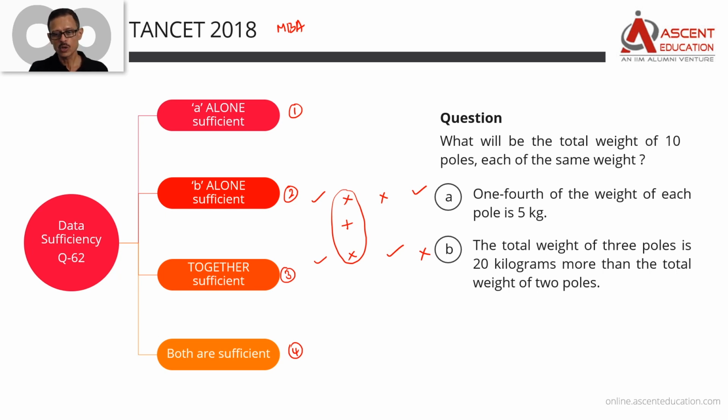Quickly read the question. What will be the total weight of 10 poles, each of the same weight? என்ன சொல்லியிருக்காங்க? 10 போலோட மொத்த வெயிட் என்னன்னு கேட்டுருக்காங்க. கொடுத்துருக்கிற டேட்டா வந்து எல்லா போலோட வெயிட்டுமே same தான் அப்படின்னு சொல்லியிருக்காங்க. Let's read the statements in a while.